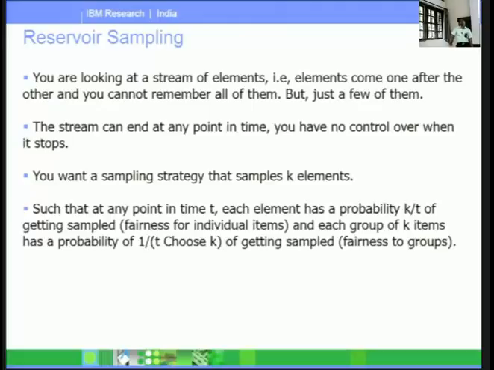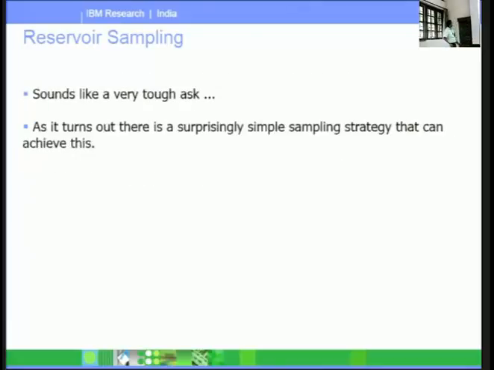Now what should you do with the others? You have 10 others. You have to throw out one of them. Can you think of some strategy to throw out? How will you decide which one you will throw out? Exactly. So you just randomly pick one of them and throw it out. So the algorithm is simple.